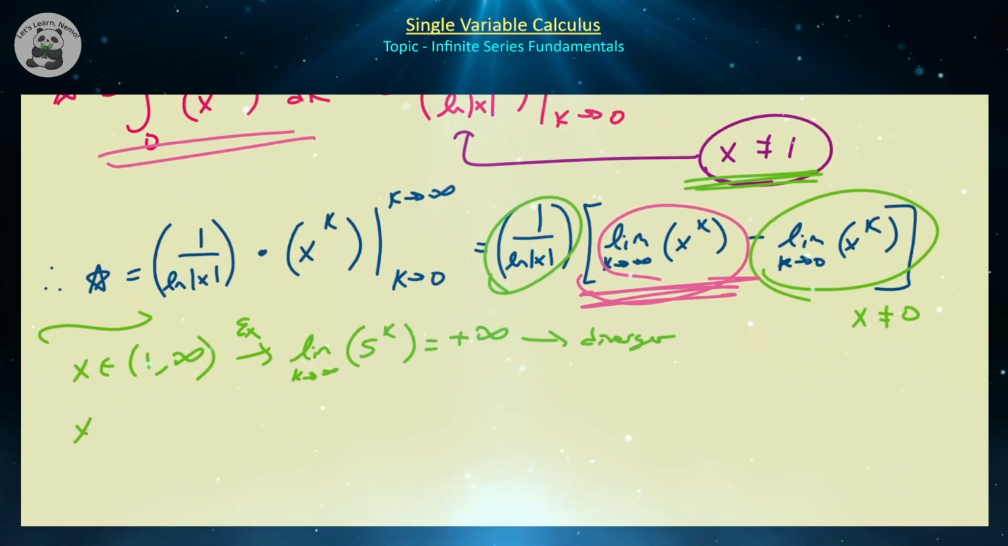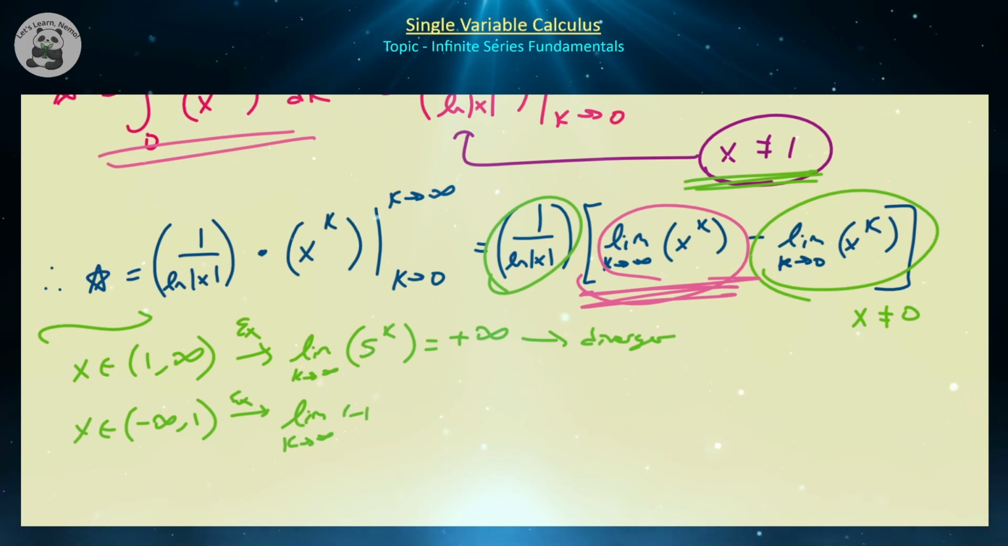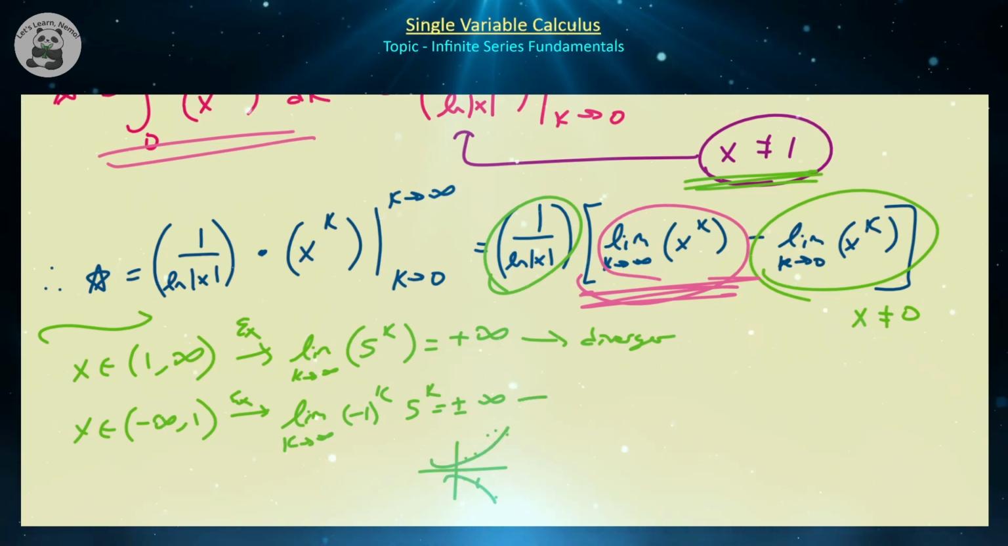And when x belongs to the interval minus infinity to 1, then as an example, what do we have? We're going to have the limit as k goes to infinity of negative 1 to the power of k times 5 to the power of k, for example. And that's going to be oscillating between plus and minus infinity because it's going to go up in an exponential fashion, both in the positive and negative spectrums, right? So that's obviously going to diverge, right? So x cannot belong to those particular intervals.